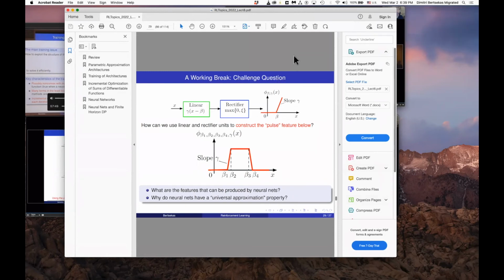Yes. This slide, okay. So I want to address this challenge question, okay? How can we, with a linear layer followed by a rectifier, producing the simple function, construct more complicated features like the pulse feature here, which we can use? We can concatenate several of those, and we can have features that are more complicated. But before I get into that, are there any questions about the previous part of the lecture?